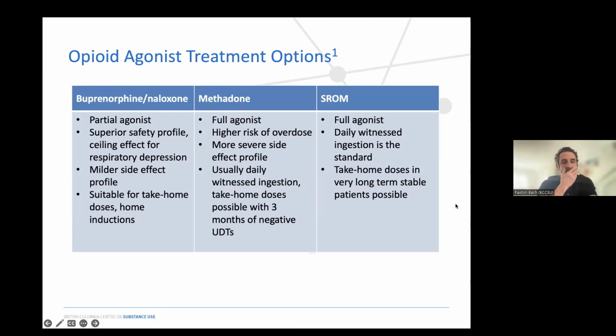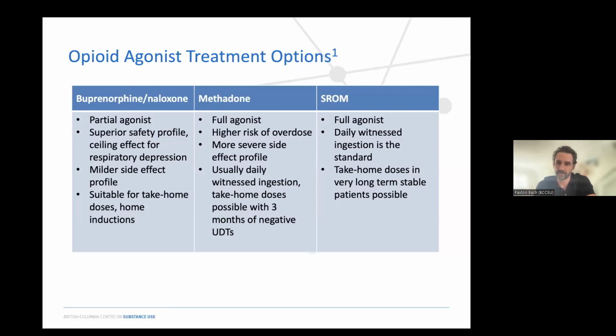So not really intending on getting into great detail on different formulations of OAT or slow-release oral morphine specifically, but just to recap, buprenorphine-naloxone is one of our more commonly used formulations of OAT in the province, a partial mu-opioid receptor agonist, a great safety profile, a very effective form of OAT, particularly for people with significant comorbidities due to its ceiling effect for respiratory depression and milder side effect profile.